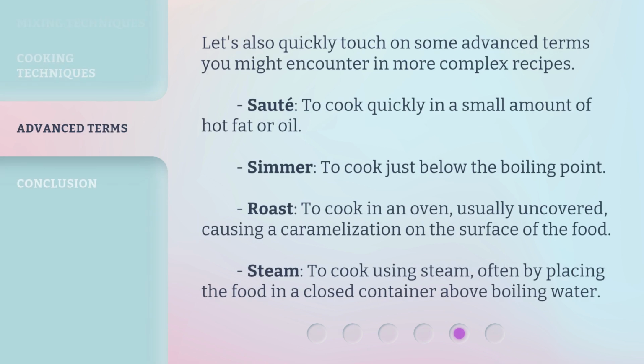Let's also quickly touch on some advanced terms you might encounter in more complex recipes. Sauté, to cook quickly in a small amount of hot fat or oil. Simmer, to cook just below the boiling point. Roast, to cook in an oven, usually uncovered, causing a caramelization on the surface of the food. Steam, to cook using steam, often by placing the food in a closed container above boiling water.